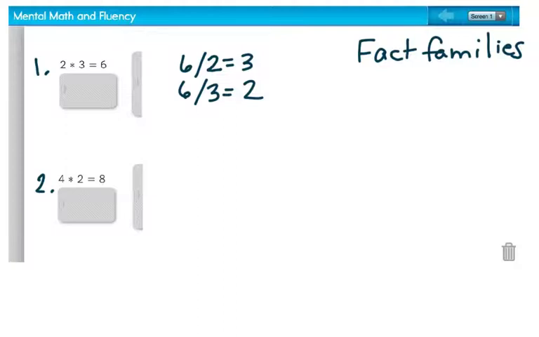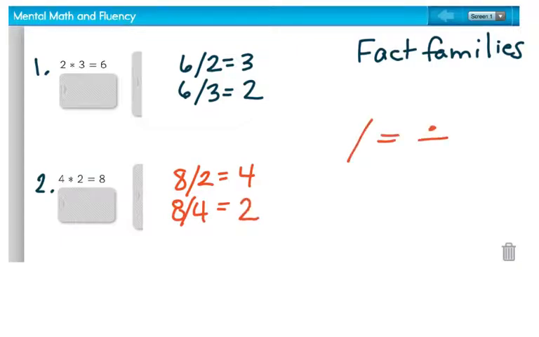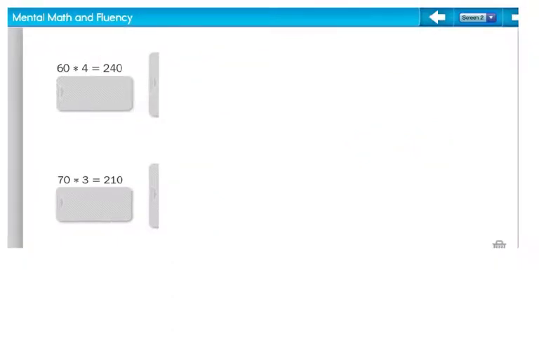So for number 2, 4 times 2 equals 8 can be thought of as 8 divided by 2 equals 4, and 8 divided by 4 equals 2. So this sign is the same as our traditional division sign. It means the same thing. All right, would you try this for some extended facts? Go ahead, number 1 and 2, and complete that on your whiteboard.